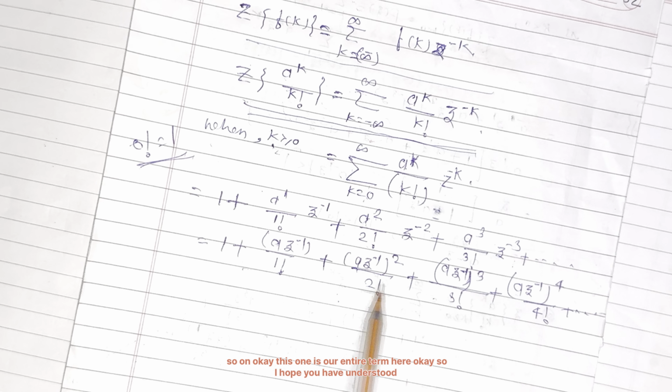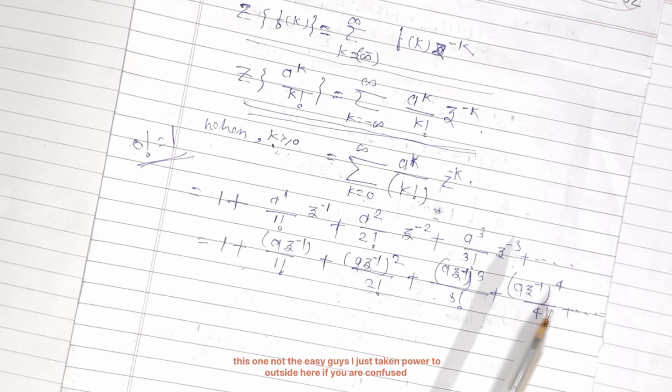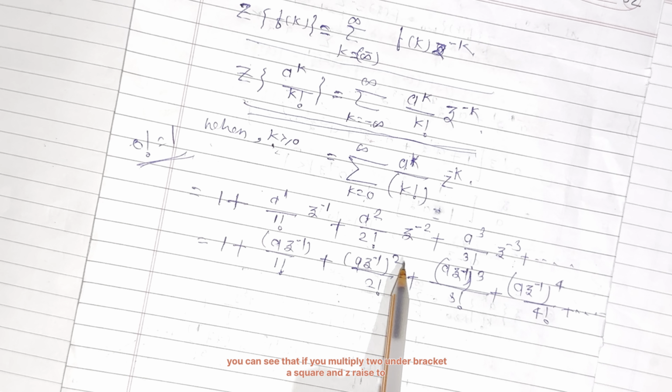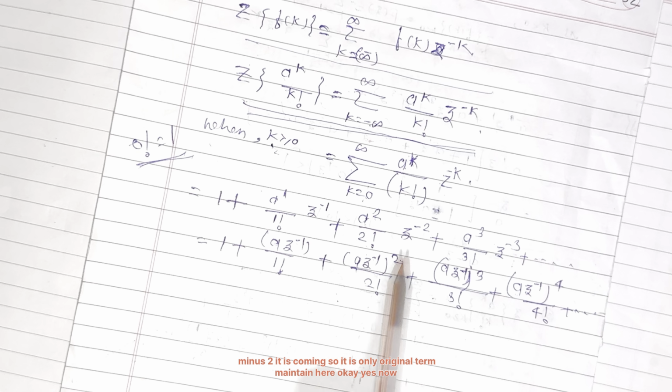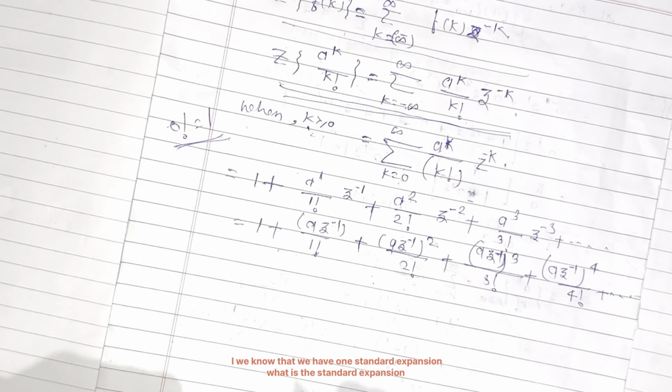I hope you all have understood this one. It's not difficult, guys. I just took the power 2 outside here. If you are confused, you can see that if you multiply the 2 under the bracket, a square and z raised to minus 2 is coming, so it is only the original term maintained here. Now we know that we have one standard expansion.